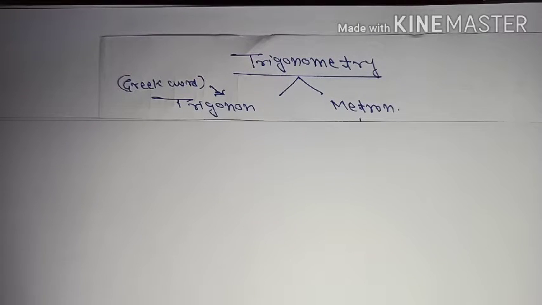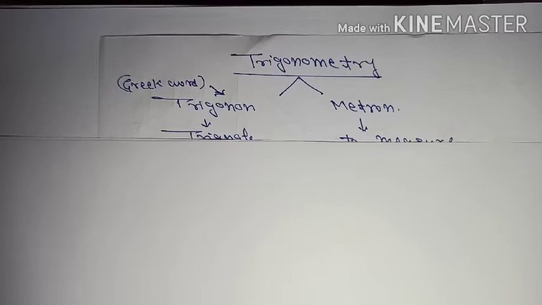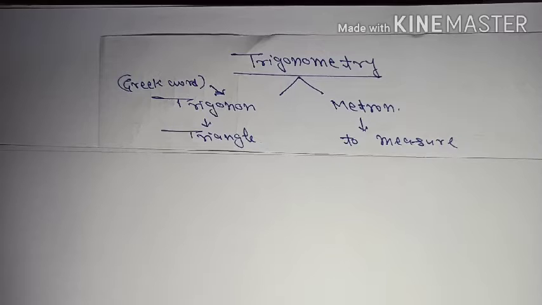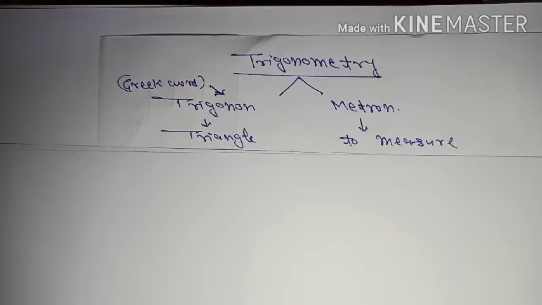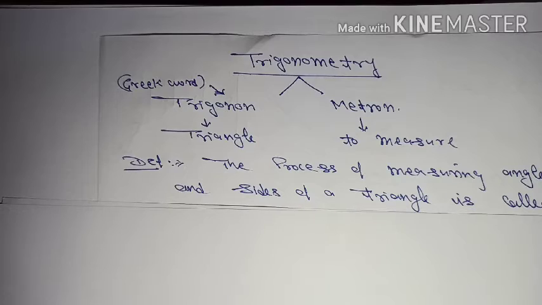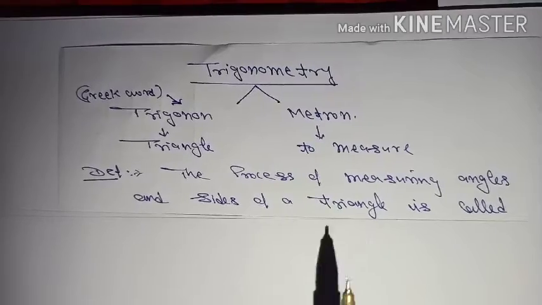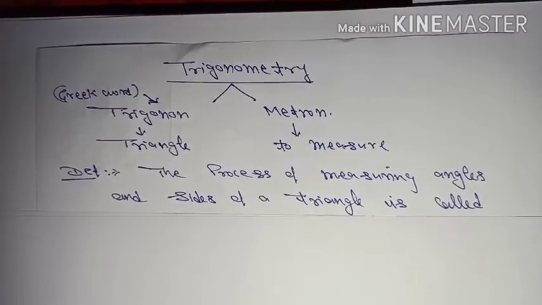What is trigonometry? Trigonometry is made up of two Greek words: one is called trigonon and the other is called metron. The meaning of trigonon is triangle and the meaning of metron is to measure. If we have a triangle and we have to find the sides or the angles of that triangle, we make use of the process which is called trigonometry. So the definition of trigonometry is the process of measuring angles and sides of a triangle.